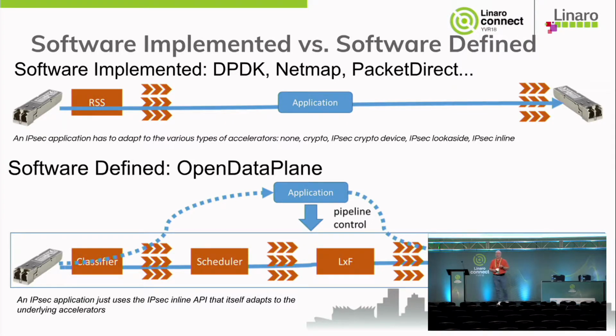So one of the ways we've characterized this difference is to talk about software implemented versus software defined networking. In a software implemented data plane, such as provided by DPDK, NetMap, or Packet Direct, if we look at, for instance, an IPsec application that's doing a lot of heavy lifting, the application has to adapt to the various types of accelerators. There may be none, in which case things have to be done in software. There may be a crypto offload engine or an IPsec crypto device, different types of approaches to this, which really has to all be done in software and largely with application awareness.